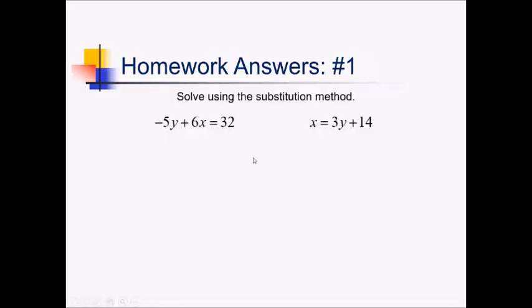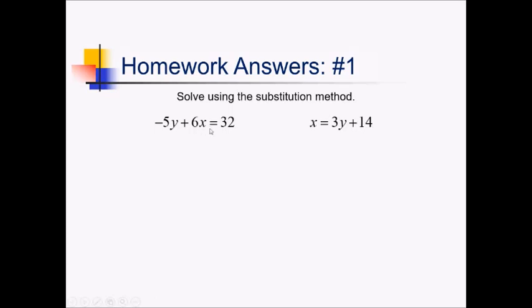For this one, they want us to solve the system of equations here using the substitution method. This method requires us to have a variable completely isolated, and if we look in this second equation, they've already actually done that for us. We have x all by itself, so now wherever I see an x, I can replace it with 3y plus 14. Now that's going to be helpful over in this first equation where we have both x's and y's.